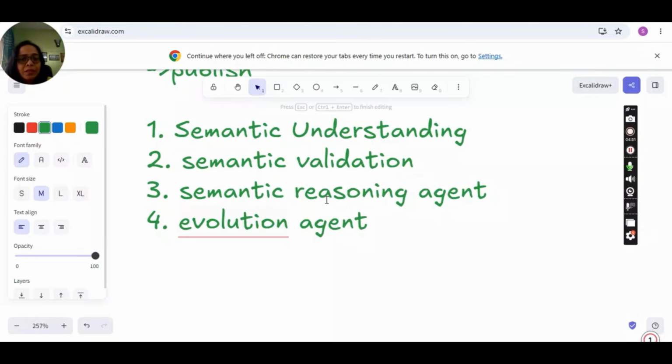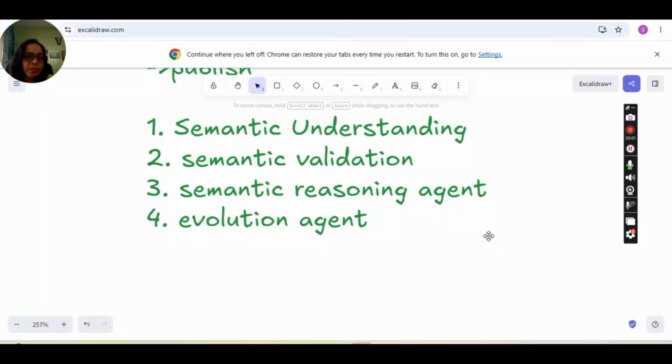Then next one is the evolution agent. This is a very important part: how the complete system would evolve. If a new business domain is coming, it should work without changing the agent. This is an important one. It looks at how the semantic layer should evolve based on new evidence, raw data, changing business definitions, historical decisions, feedback, and human approval.